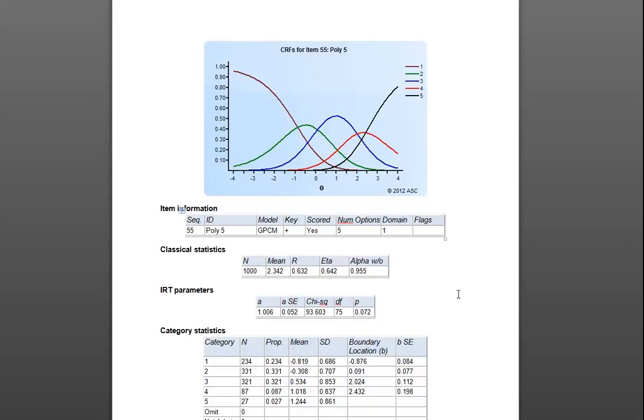So that is a brief summary of the output produced by Xcalibre 4 for an item response theory analysis. If you'd like to learn more about how to run the program Xcalibre 4, that is provided in a different tutorial video. A separate tutorial is also provided on an introduction to item response theory for those researchers who are new to the topic.